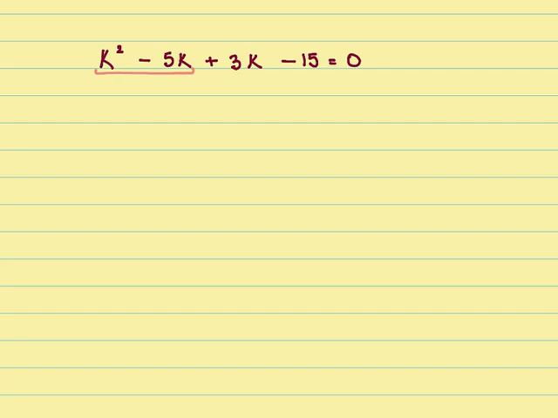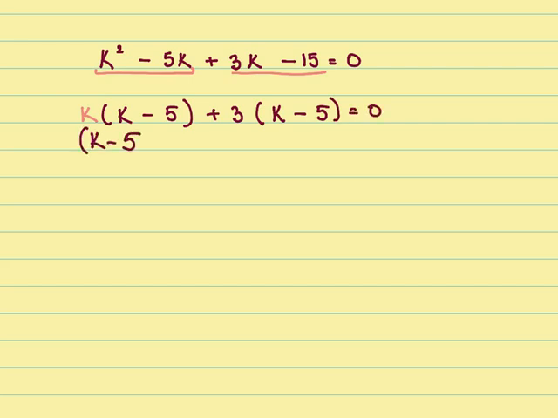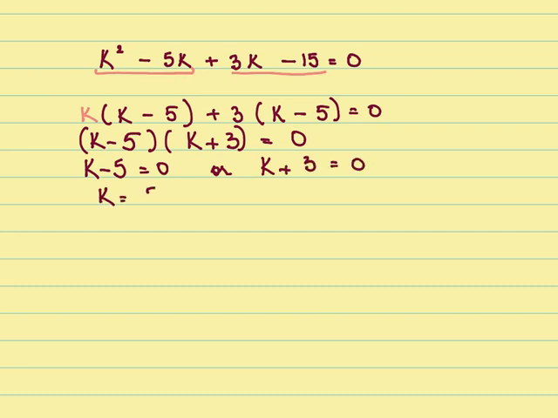So here I take common out from these two terms, and the common out will be k. So what remains behind? k minus 5. Now from these two terms I take common out plus 3. So what will remain is k minus 5 equal to 0. So I have k minus 5 and k plus 3 equals 0. So k minus 5 equals 0, or k plus 3 equals 0. k equal to 5 or k equal to minus 3. So my answers are 5 or minus 3.